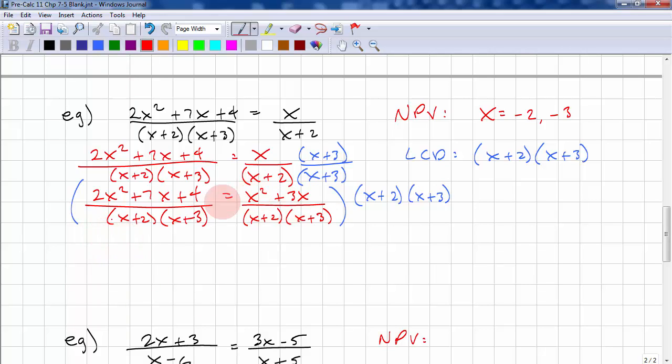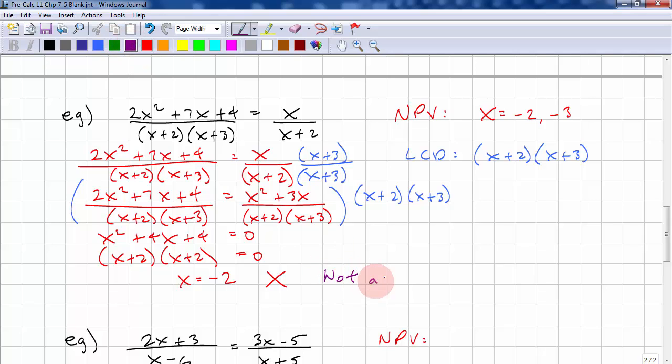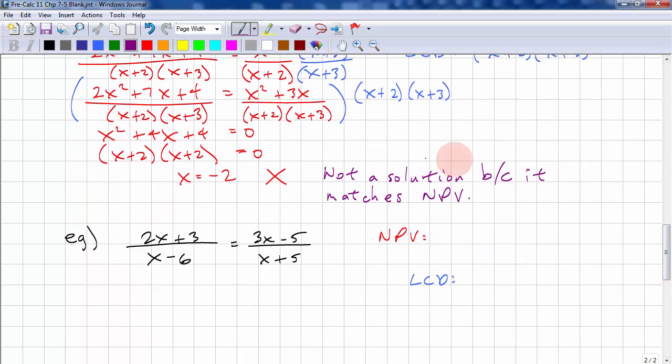And we're going to move everything to one side. So 2x squared minus x squared is x squared. We have 7x minus 3x, that's 4x, and plus 4. And we factor x plus 2, x plus 2. So x equals negative 2. So this is not a solution, because it matches the NPV. So always check.